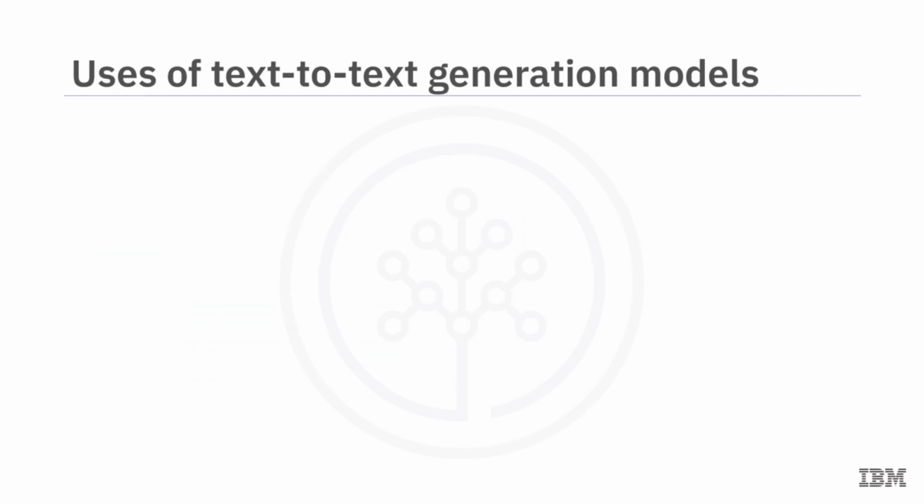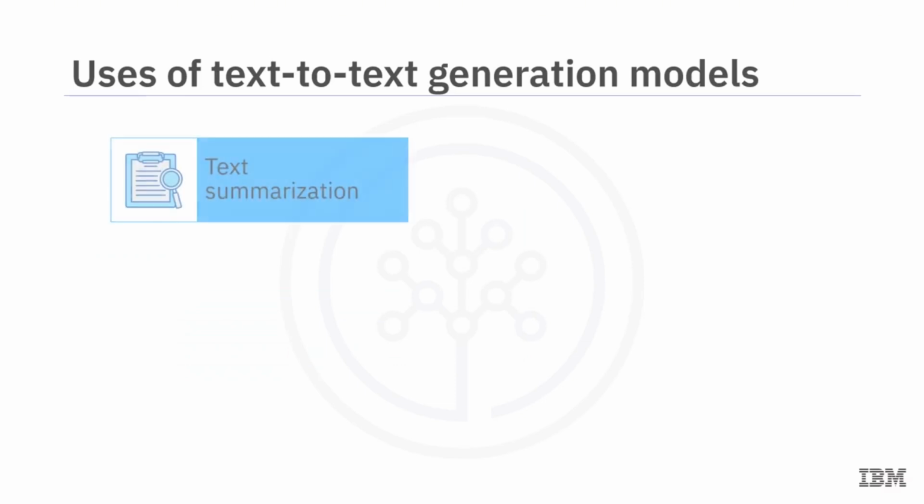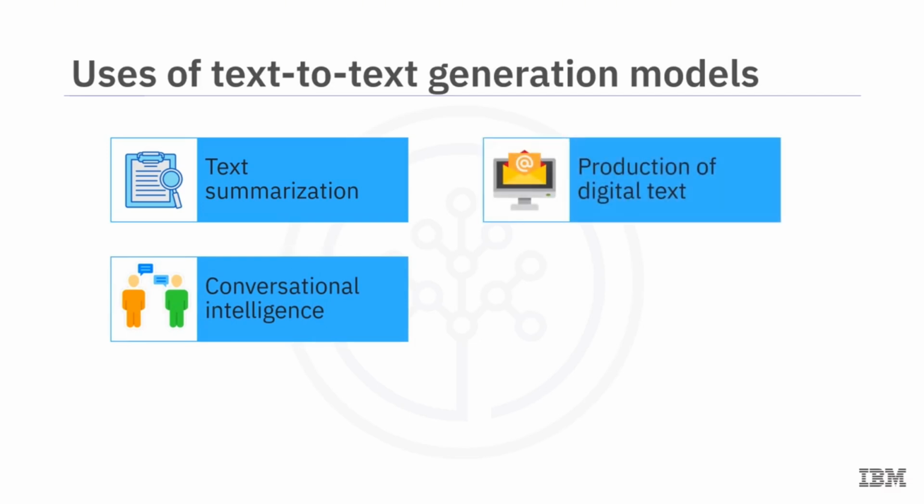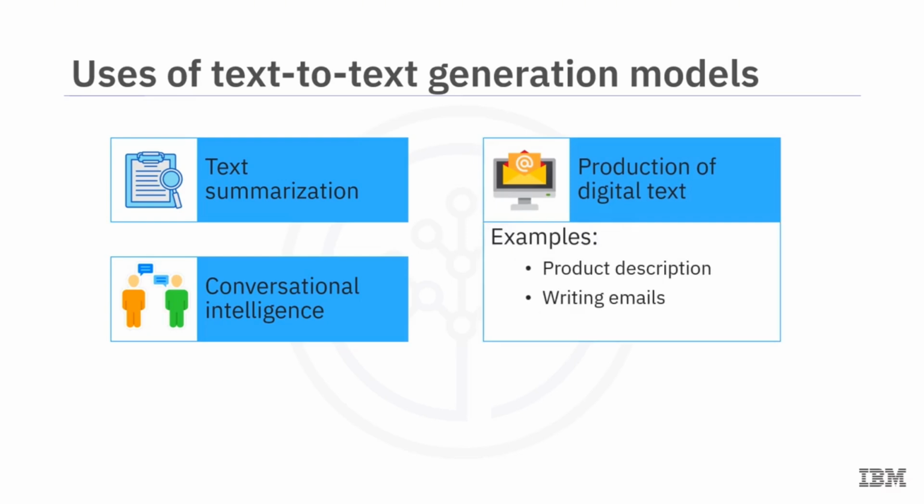I'm sure by now you can see how text-to-text generation models can be powerful tools for task completion. Let's look at some examples. There is text summarization, where these models can process the input text to generate the summarized text without changing the original text's meaning. Text-to-text models can support conversational intelligence by providing personalized assistance through text-based query responses. Finally, did you know that text-to-text models can produce digital text that helps create product descriptions, write emails, create resumes, and so on? Now that's something.